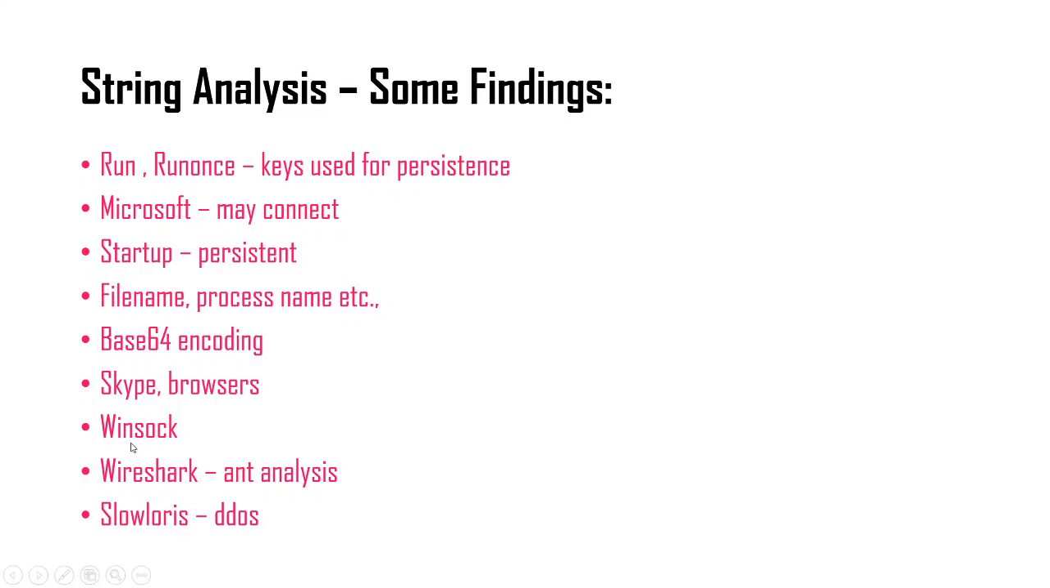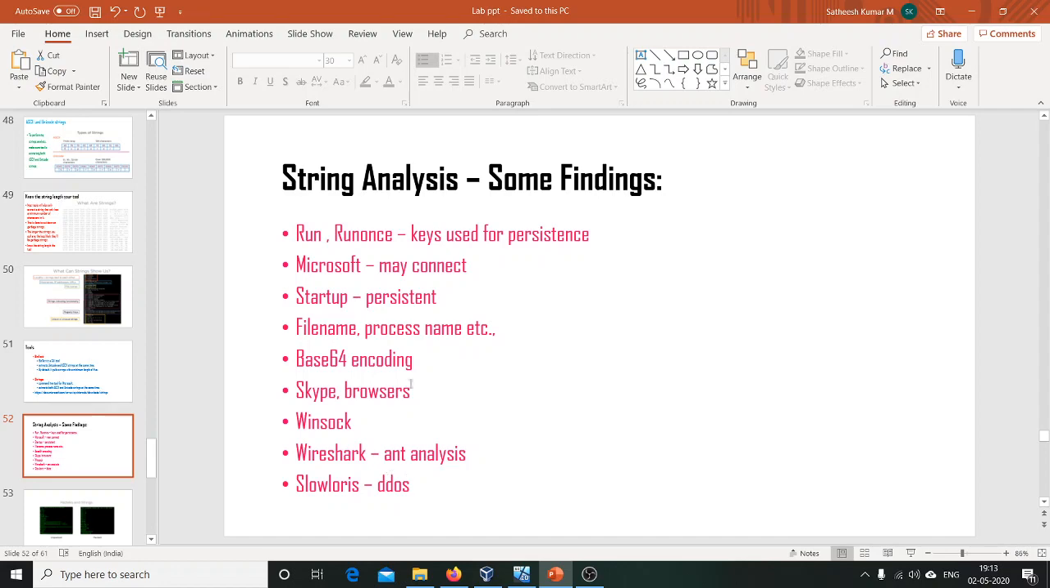If that DLL has been accessed by that particular malicious file, then that file is communicating with a particular host on the internet. The Wireshark string is there, which means the malware has some code for an anti-analysis technique also. Finally, we have missed this thing: Slowloris, the DDoS tool. We have missed it, I think.